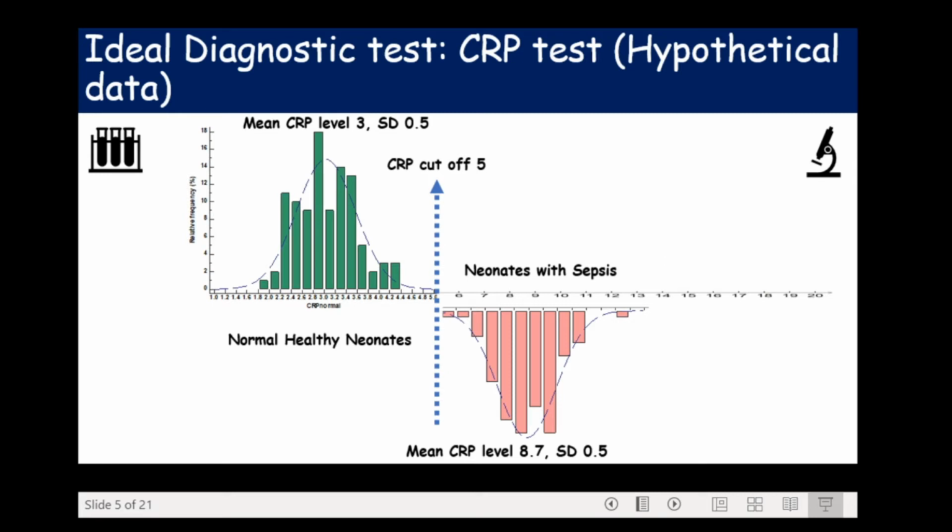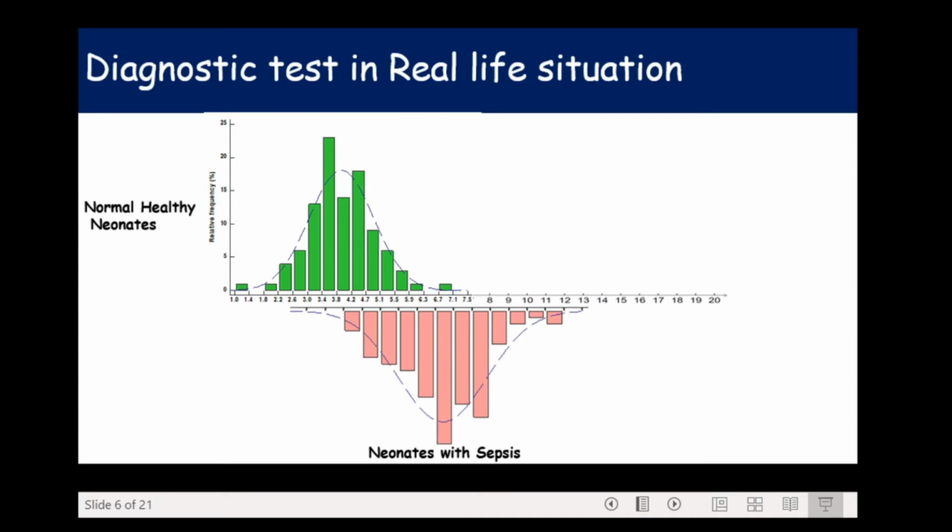In this figure, again we have two sets of neonates, one with sepsis, other normal neonates. Again, we have measured their CRP levels. The red histogram represents the CRP values observed in septic neonates, whereas the green histogram represents the CRP values measured in healthy normal neonates. Now, using the same CRP cutoff value of more than 5, we can easily see that the majority of these septic neonates have abnormally high CRP above the cutoff, also can be called true positives, while the majority of the healthy neonates have low CRP values below the cutoff, also called true negatives.